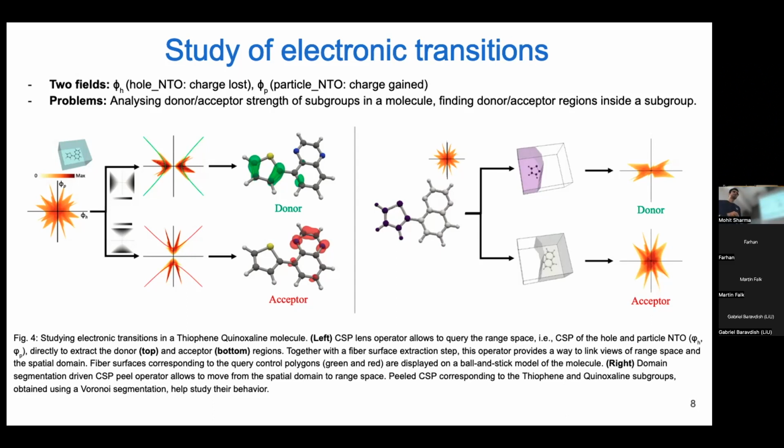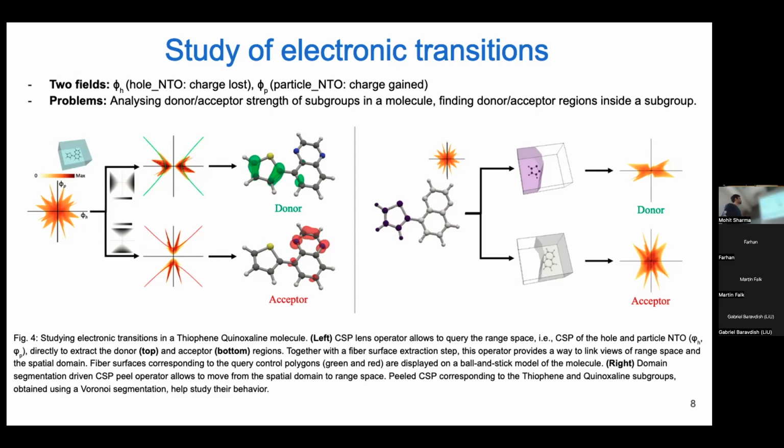I want to analyze how strong an acceptor a subgroup is, finding different regions inside that particular subgroup. Maybe one subgroup is behaving as both a donor and an acceptor. So I want to identify which region is actually a donor and which region is actually an acceptor. These are the types of problems we were trying to solve.